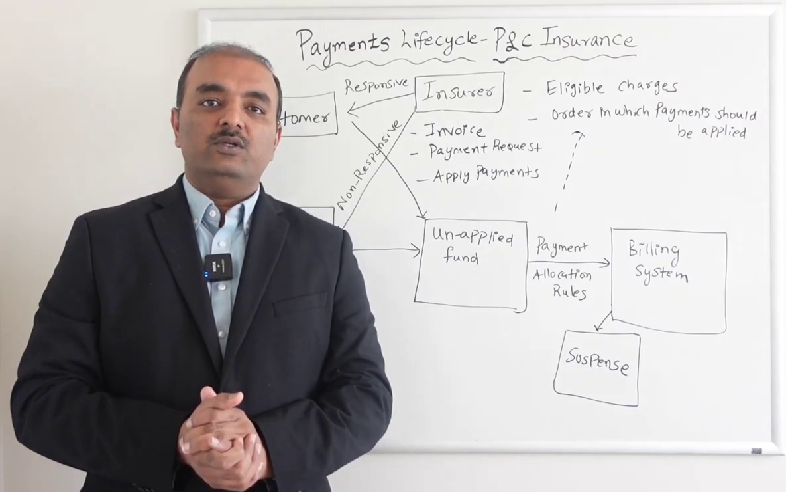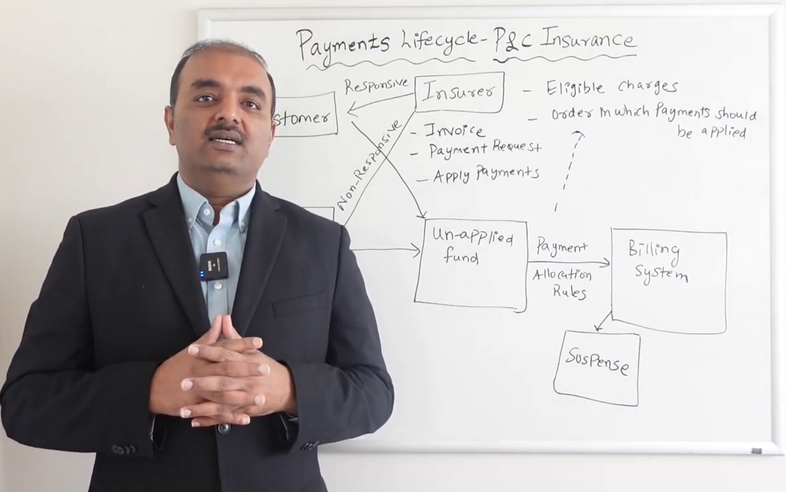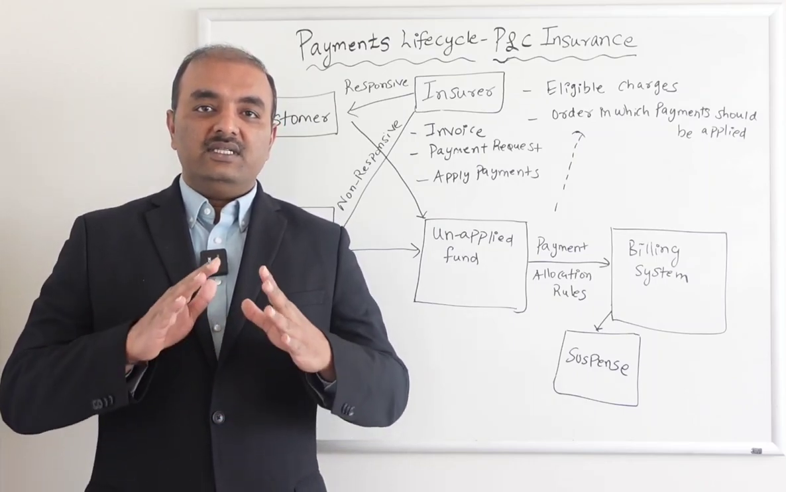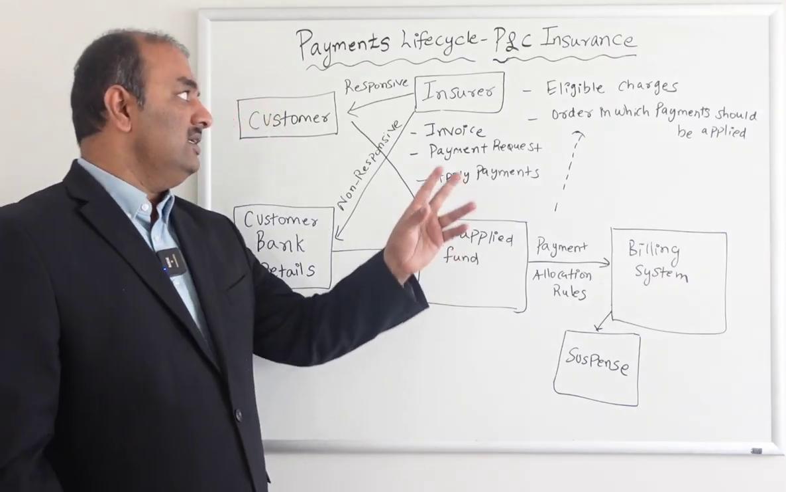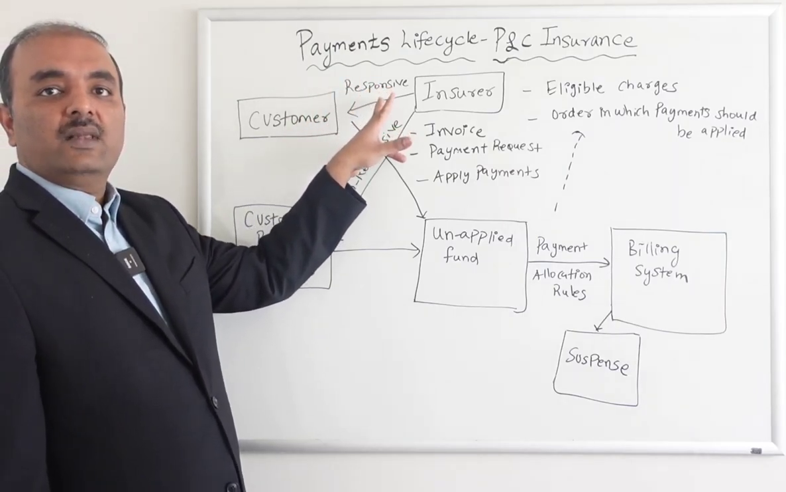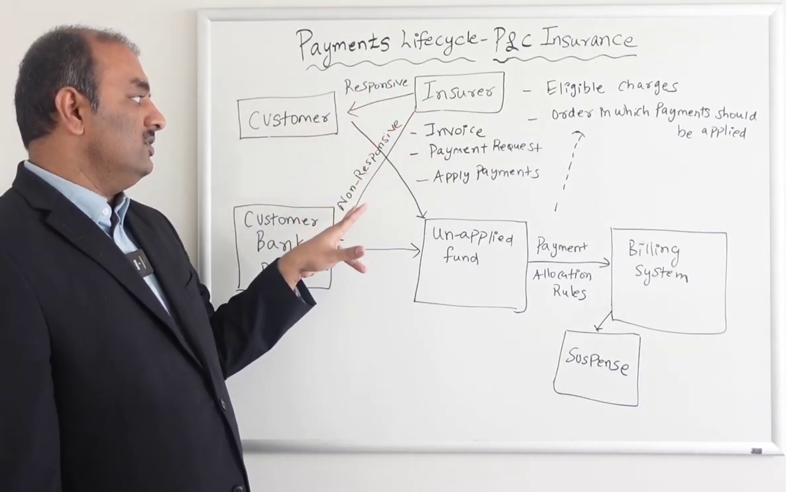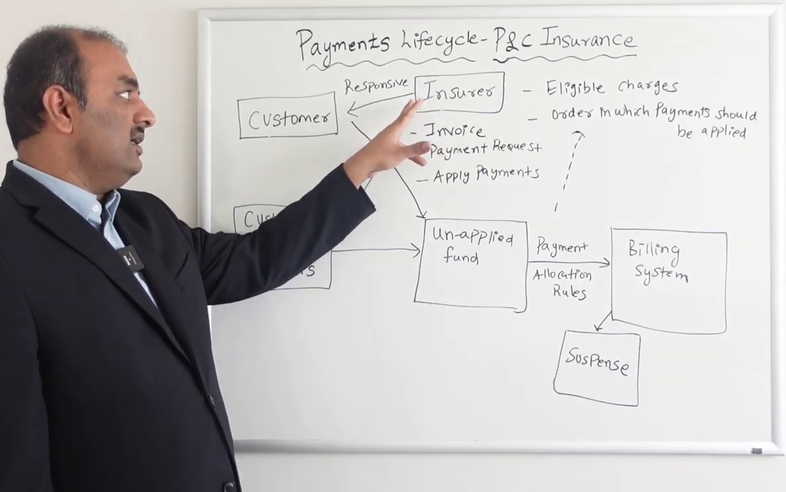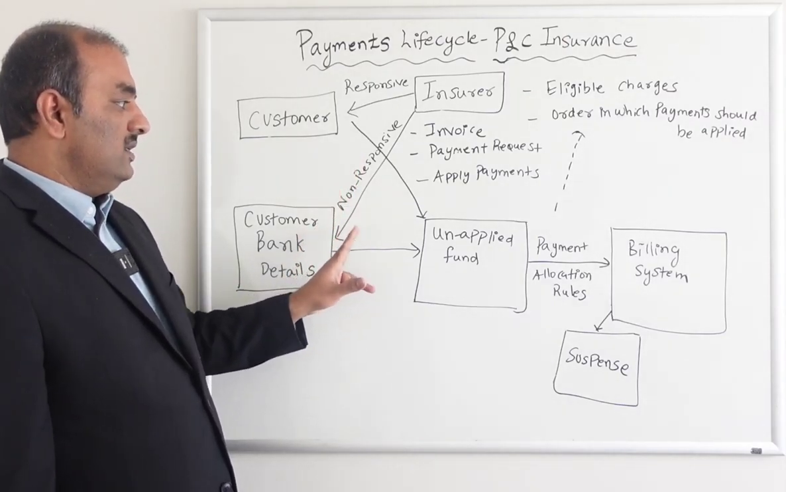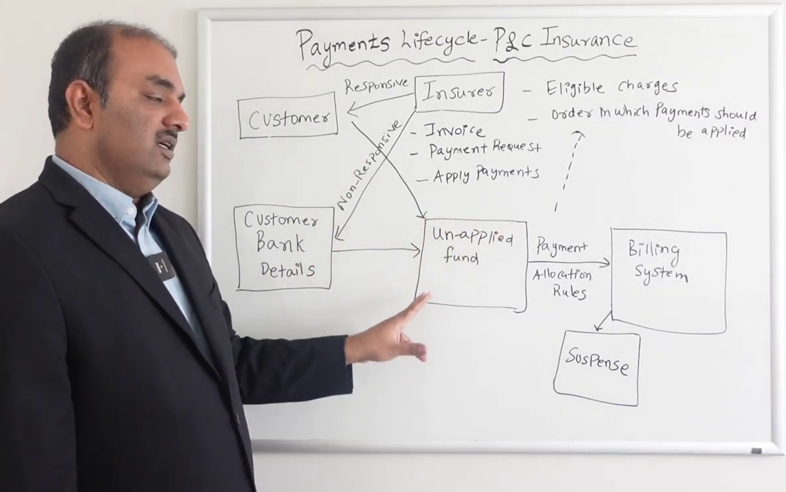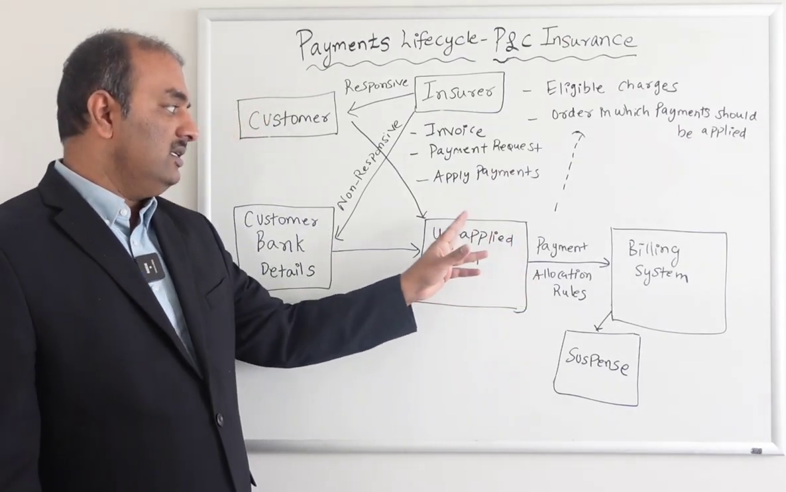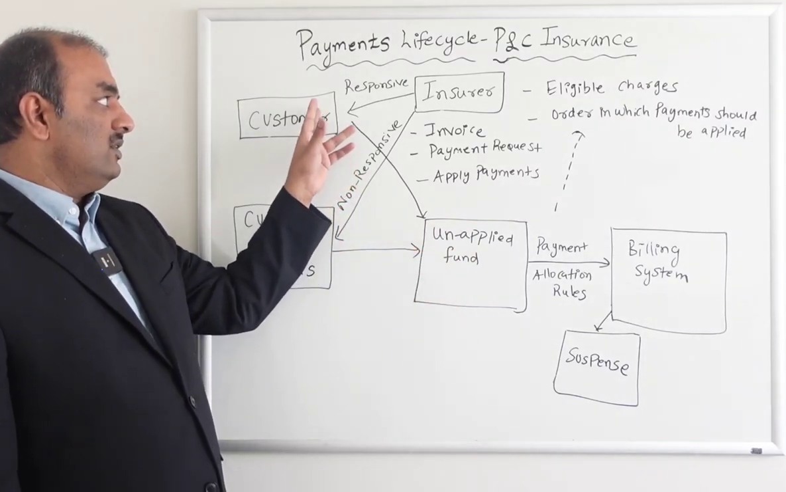Today I'm going to cover the payments life cycle in P&C insurance. The payments life cycle is very straightforward, where the insurance company sends an invoice to the customer if it's a responsive payment, or if it's non-responsive, the insurance company directly pulls the money from the customer's bank details. Once it pulls, the money initially will be sitting in the unapplied fund, which means it's not yet applied. For example, if you have a $1,000 payment, it is going to sit in the unapplied fund. Same thing with respect to responsive.